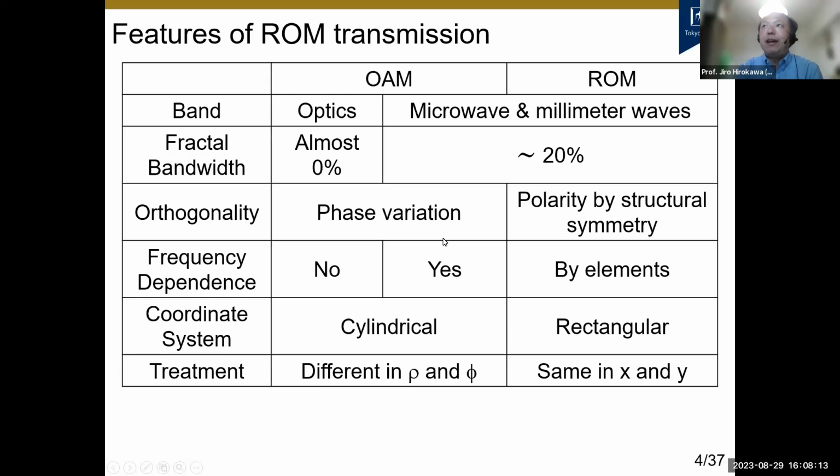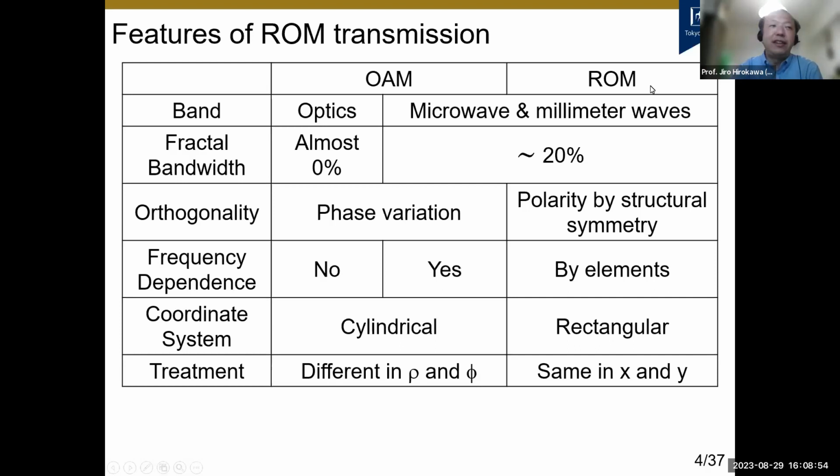OAM is based on the orthogonality in cylindrical coordinates. In the microwave and millimeter wave area, most of the studies work on the orthogonality in the phi direction only in OAM. So if you consider the orthogonality in the rho direction, we have to treat it differently from the orthogonality in the phi direction.